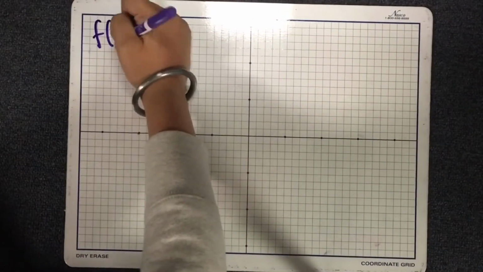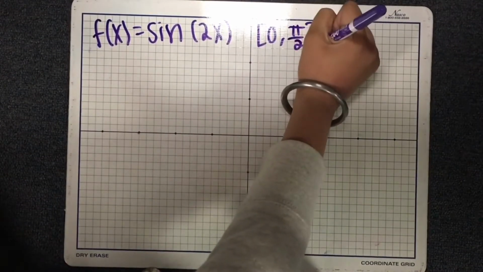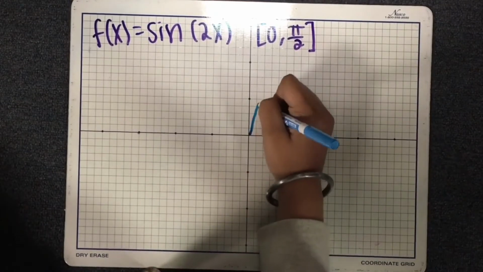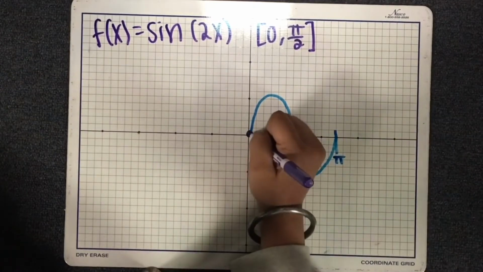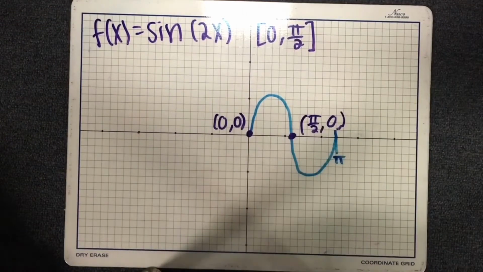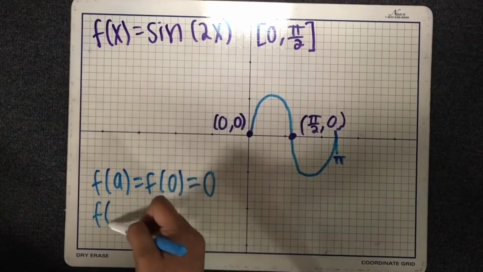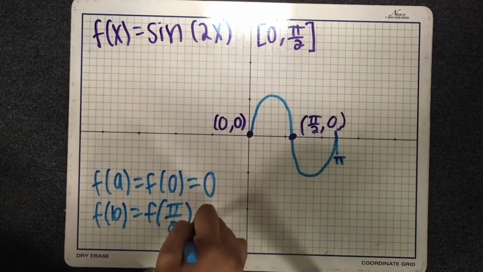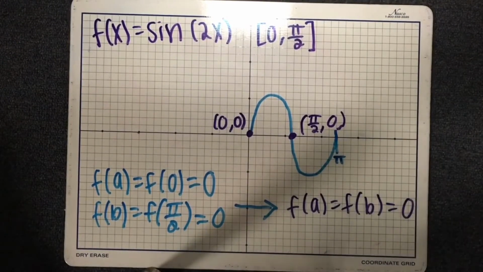Our last problem is f of x equals sine of 2x from 0 to pi over 2. Since this is a sine function, f of x is continuous and differentiable for all real values of x, including the interval 0 to pi over 2. Also, f of a equals f of 0 equals 0, and f of b equals f of pi over 2 equals 0. This satisfies the part of the theorem that requires f of a to equal f of b, which is equal to 0.